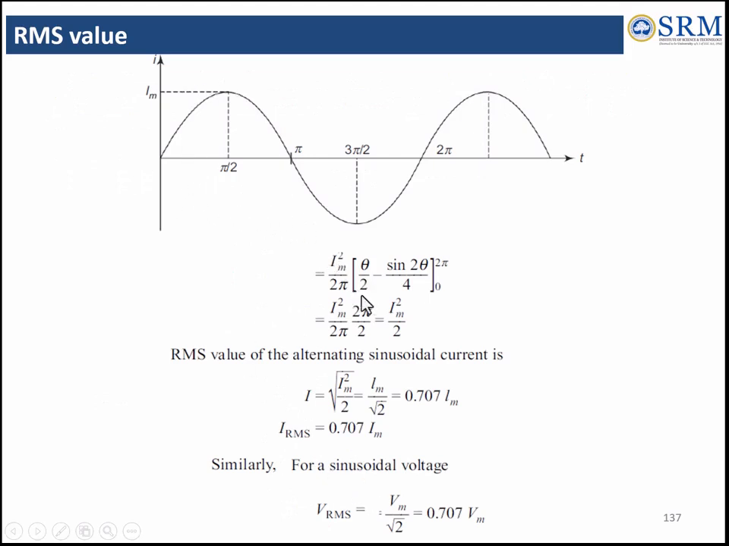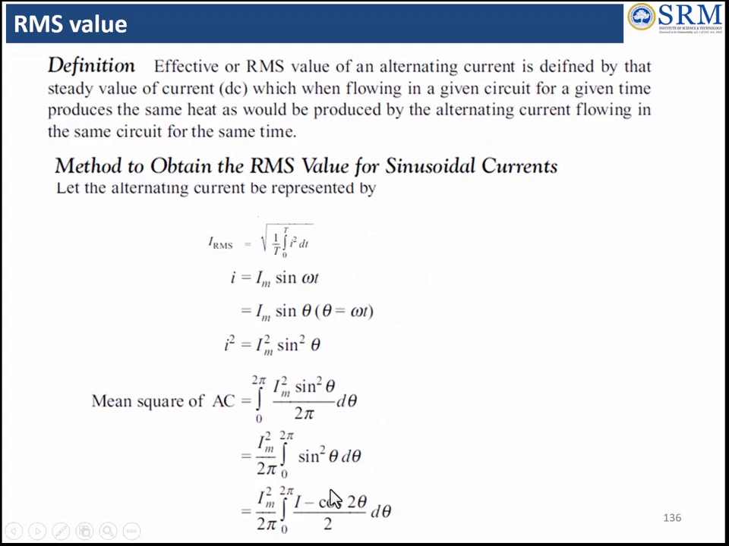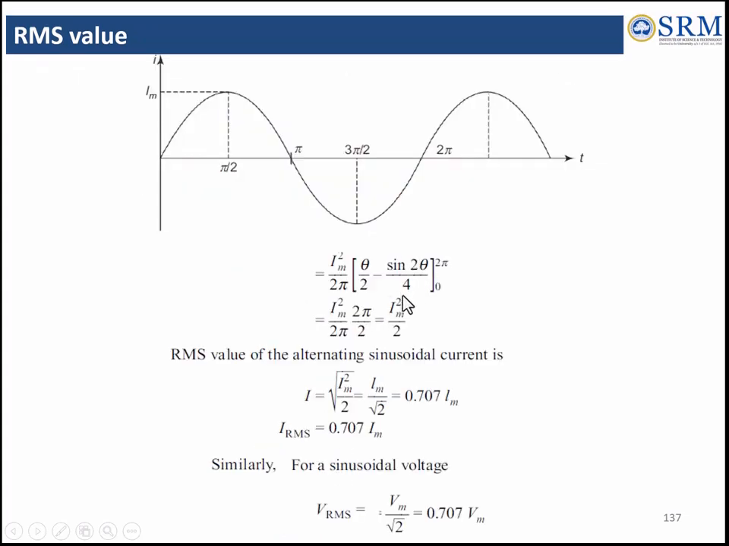Then we know the integration of a constant 1 is theta, and cos 2 theta is sine 2 theta by 2. Already a 2 is there in the denominator, so it turns out to be 4. Then we apply the upper limit minus lower limit, we get Im square into 2 pi divided by 2 pi into 2. Okay, because sine 2 pi and sine 0 is 0. Only for theta we apply the upper limit and lower limit, we get this. Cancelling out the similar terms, we get Im square by 2.